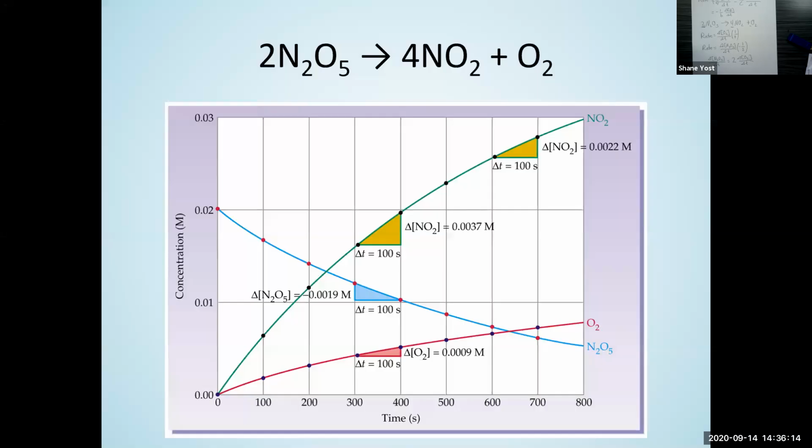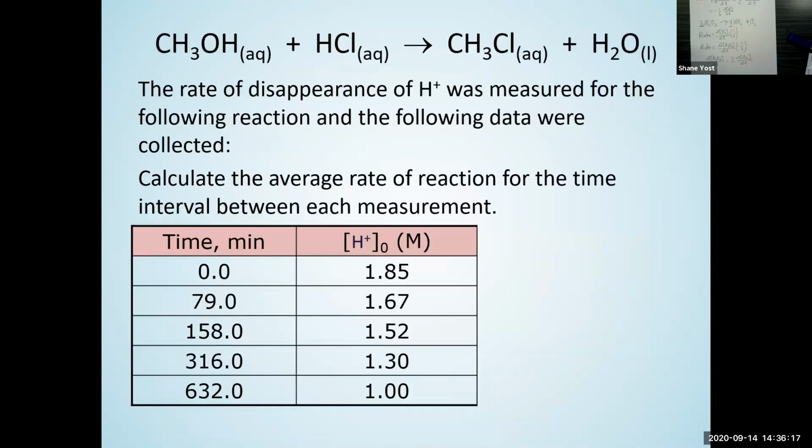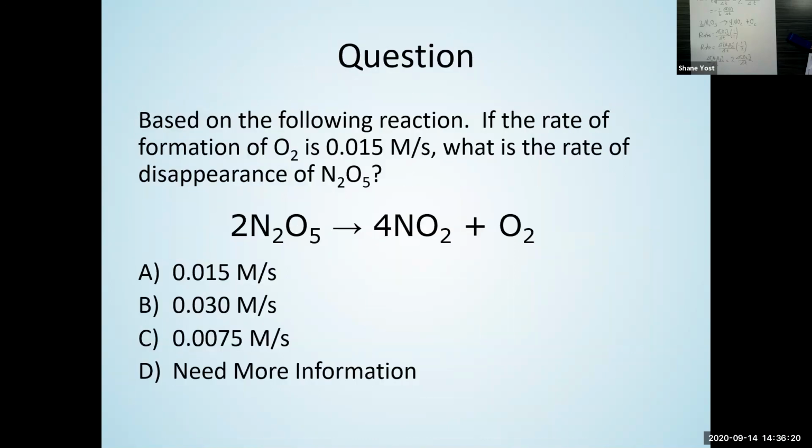Let's go over this concept with a sample problem here, and then I'll make up another one in a second. In this problem, let me ask, what is the average rate of this reaction? What would the answer be? The question here is, what is the average rate of the reaction given the rate of formation of O2 is 0.015 molar?